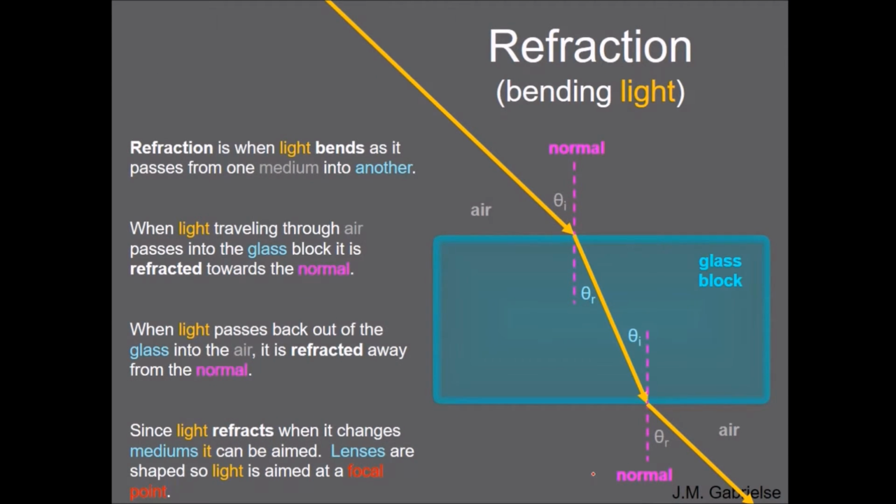Now coming to refraction, that is bending of light. Refraction is when light bends as it passes from one medium into another. So when light traveling from air passes into the glass block, it is refracted towards the normal. This is the normal. And when light passes back out of the glass into the air, it is refracted again away from the normal. So since light refracts when it changes medium, it can be aimed, meaning lenses are shaped so light is aimed at a focal point.